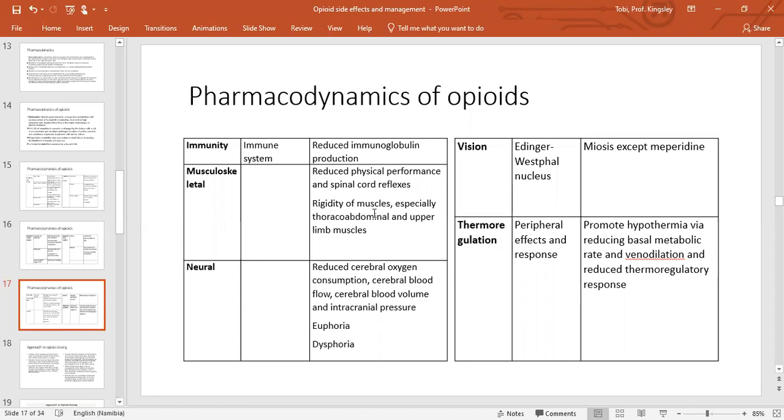Thermoregulation, the effects on peripheral effects and response. Most opioids promote hypothermia by reducing basal metabolic rate and venodilatation with reduced thermoregulatory response. And that's one of the reasons why shivering is a common side effect of opioids, because of the effect on the thermoregulatory system.